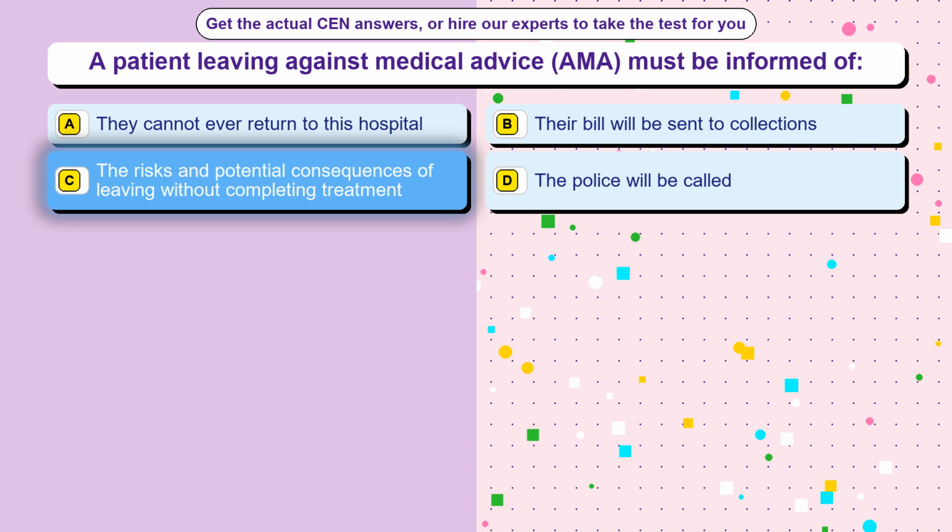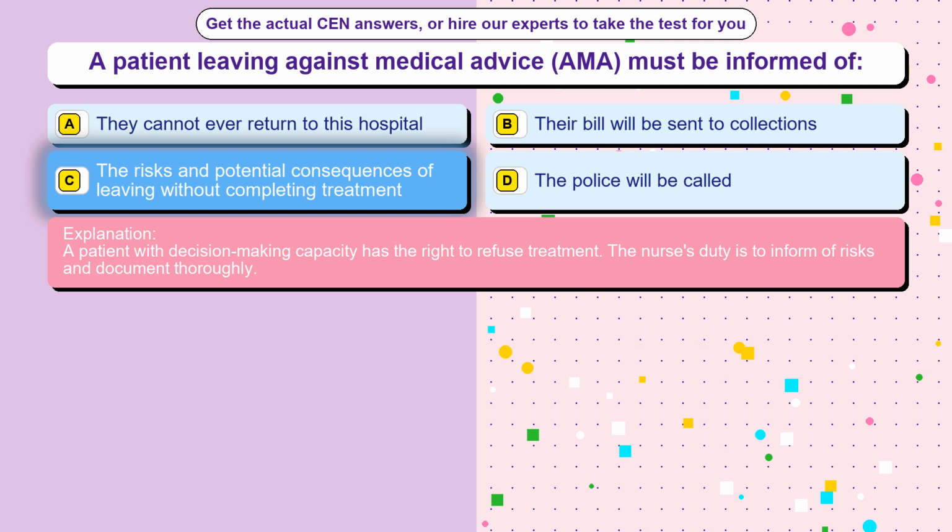The correct answer is option C. The risks and potential consequences of leaving without completing treatment. A patient with decision-making capacity has the right to refuse treatment. The nurse's duty is to inform of risks and document thoroughly.